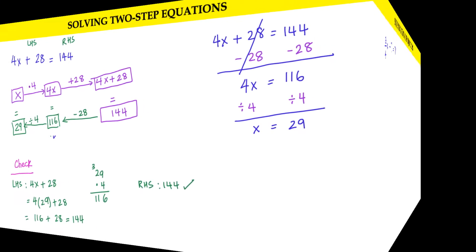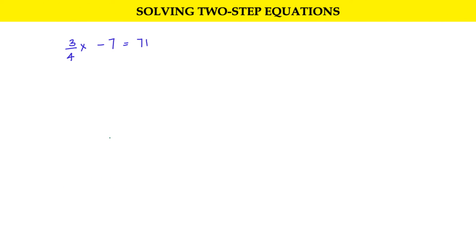Let's try another problem. Okay, so what do we have here? 3/4 x minus 7 equals 71. So let's start by undoing this minus 7 by adding back the 7. So plus 7 on both sides. And that would be 3/4 x equals 78.